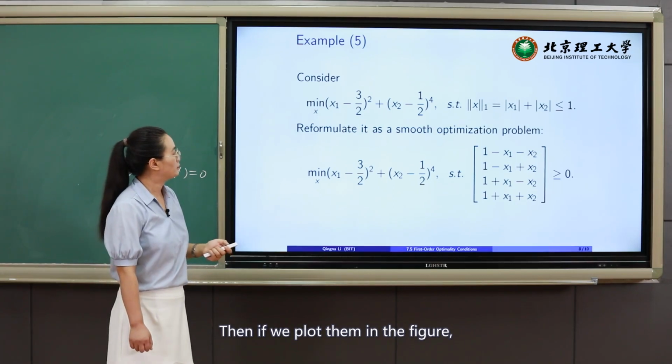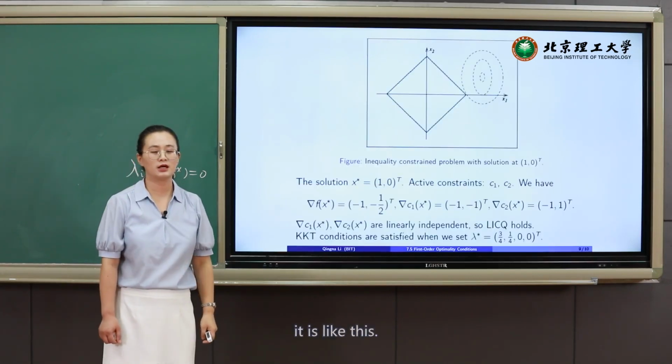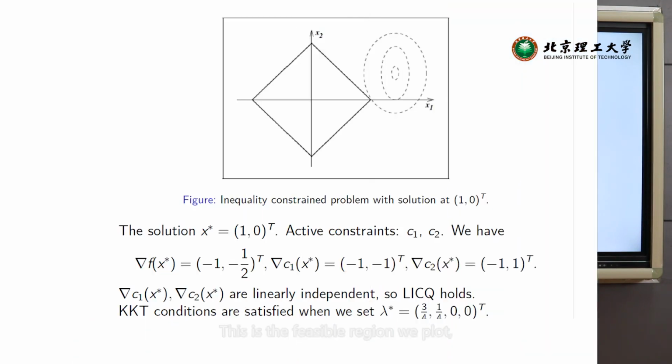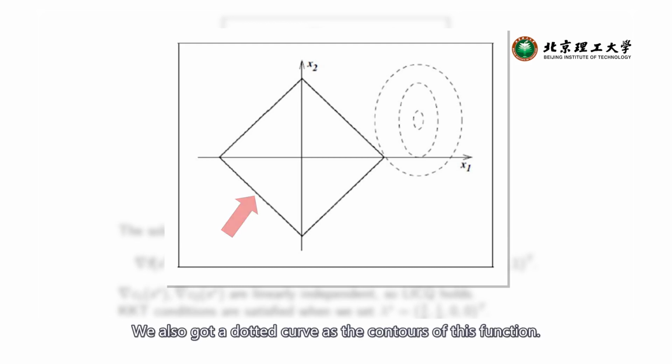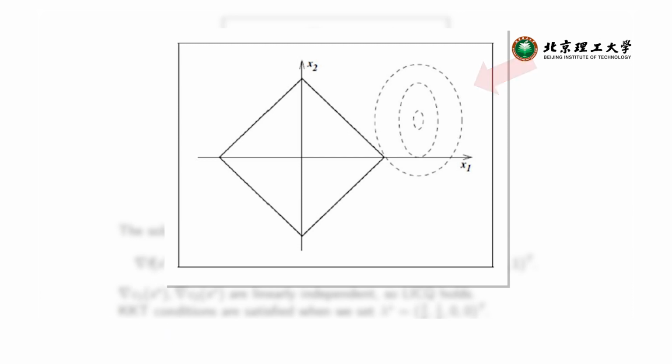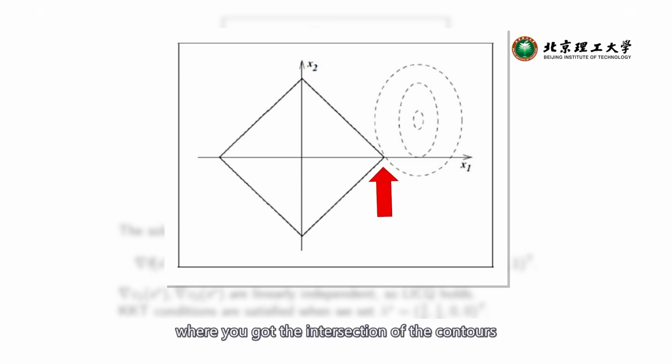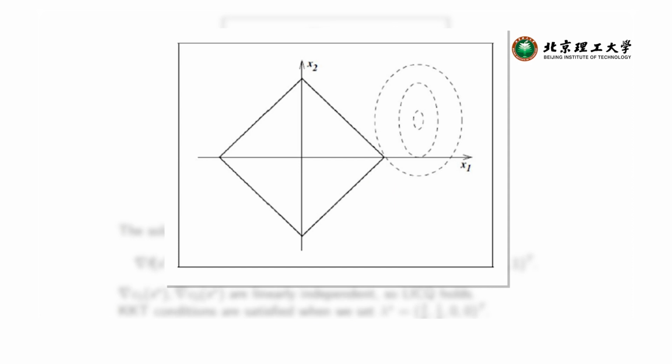Then if we plot them in a figure, it is like this. This is the feasible region we have plotted, where the absolute values of the two terms are smaller than or equal to 1. We also have a dotted curve as the contours of this function. From the figure, you can easily find that the optimal solution is achieved at the right corner here, okay, where you have the intersection of the contours with the feasible region.